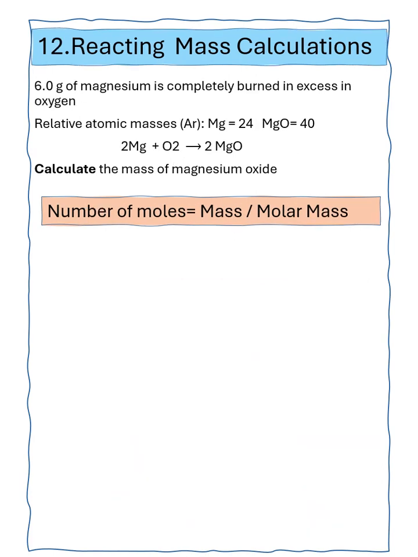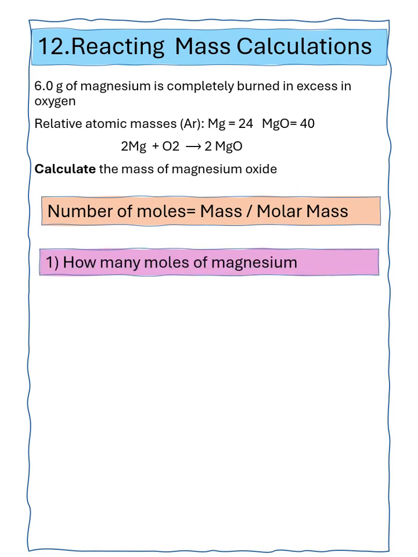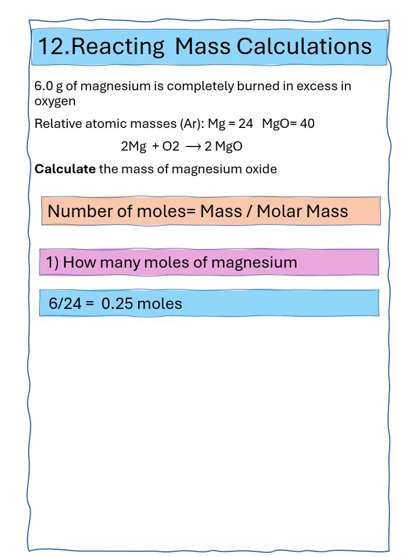Question 12 says we've got 6 grams of magnesium that's completely burned in excess oxygen, we've got to calculate the mass of magnesium oxide produced. We're given the chemical equation, and we know we're going to be using the formula number of moles equals mass divided by molar mass throughout the question. First thing we do is calculate how many moles of magnesium we've got. So we're told we've got 6 grams of magnesium. We know the molar mass of magnesium is 24, which gives us 0.25 moles of magnesium.